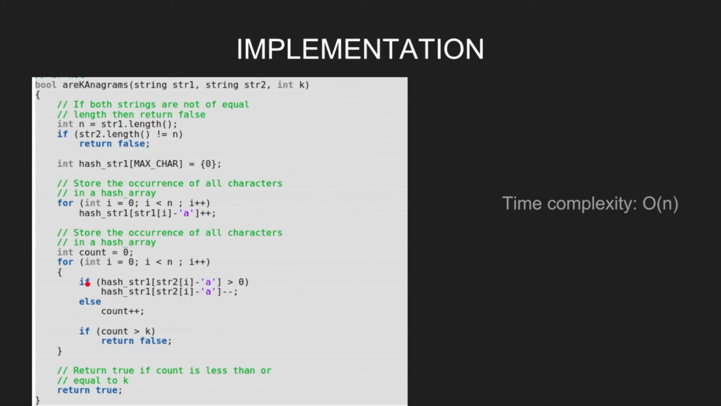We now traverse string 2 and decrement the count of every character in the count array hash string1 that is present in string 2. If we find a character that is not there in string 1, we increment the count. If the count of different characters becomes more than k, we return false. Once we exit from the loop, return true if count is less than or equal to k. The time complexity remains order n.